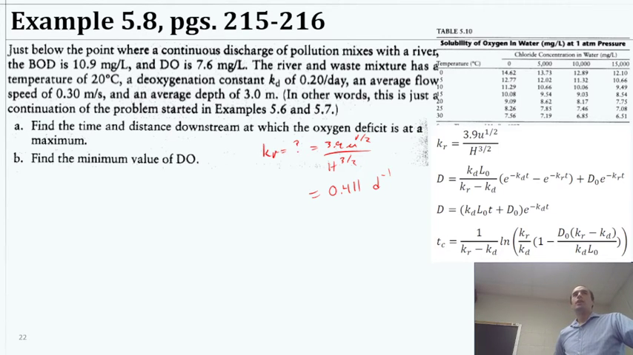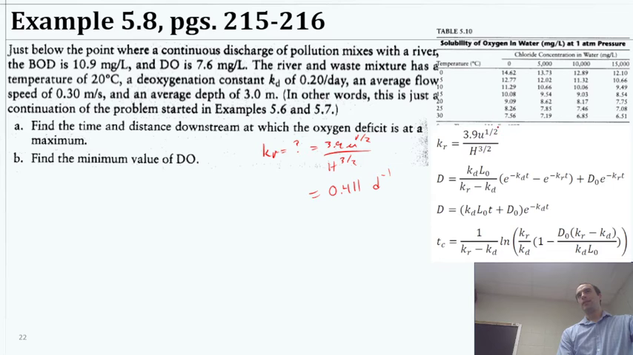Inverse? Okay, so that's a very good question. I was actually just thinking about that as I was working through that. So this KR here has to end up in per days because we have a KD in per days, and that's going to make the most sense. If you look at the units here, we've got the speed of the river to the 1/2, so you're going to be left with something like meters per second to the 1/2. And then down here, it's going to be meters to the 3/2.